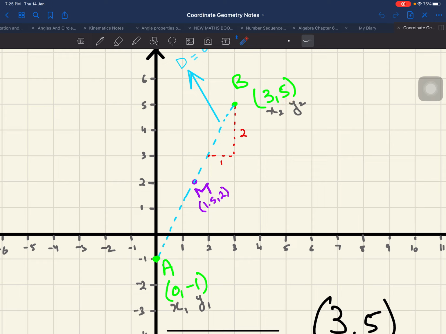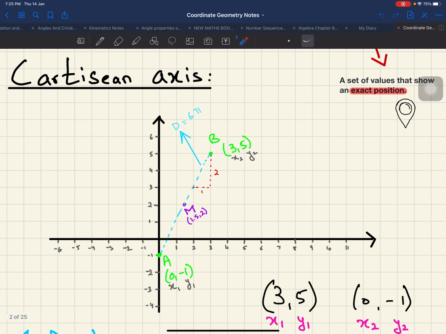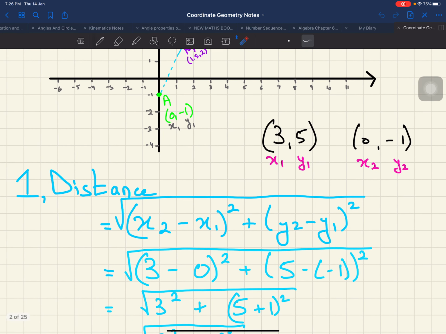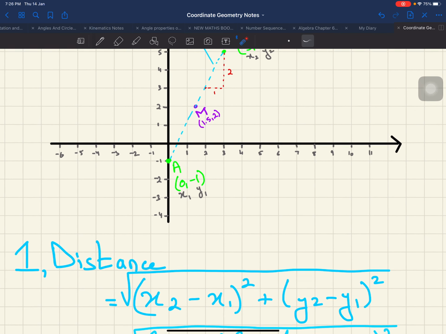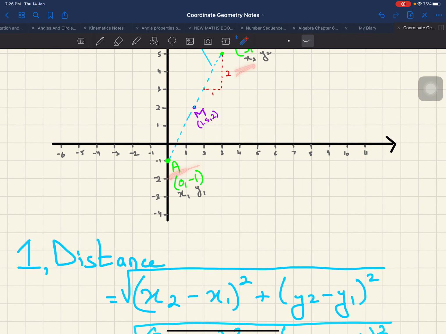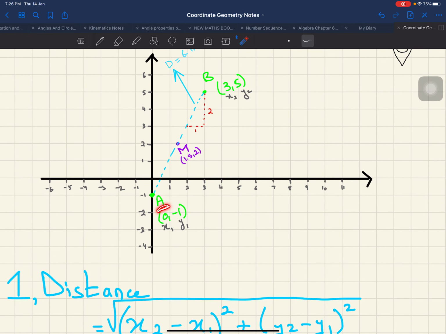Okay, so now you know how to identify a coordinate and how to write a coordinate. So b will be 3 comma 5, and the other coordinate given to us is a, which is 0 comma minus 1. Now the first thing we need to do is to find the distance between these two coordinates. You have two coordinates, you have a and you have b. You can take a as the first coordinate and b as the second coordinate, or you can do it reversely. You can take b as the first coordinate and a as the second coordinate.